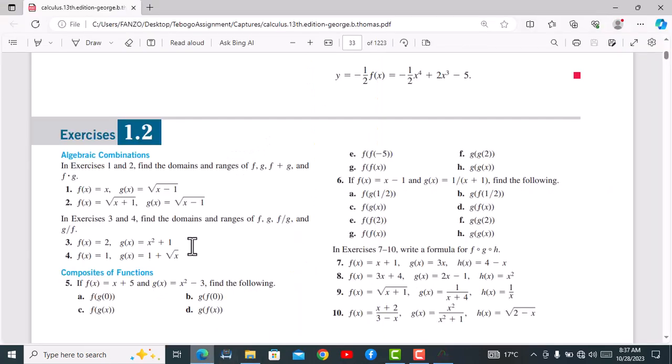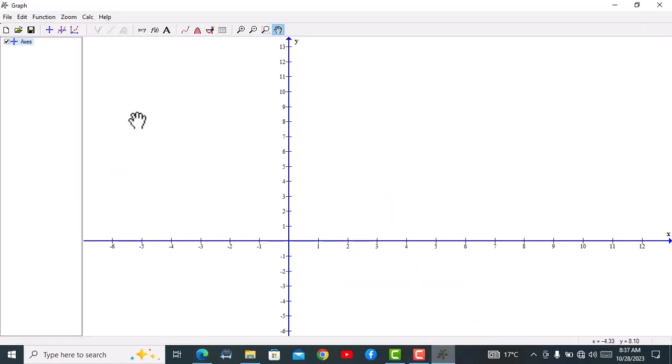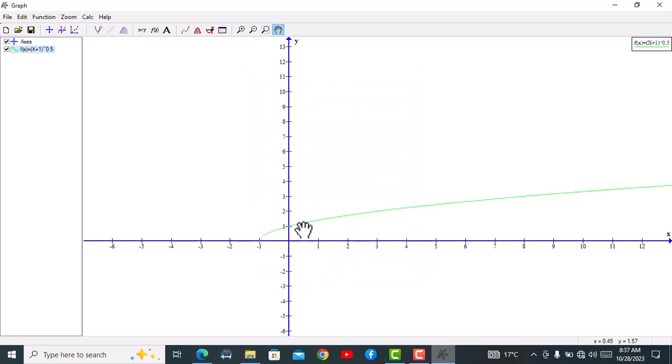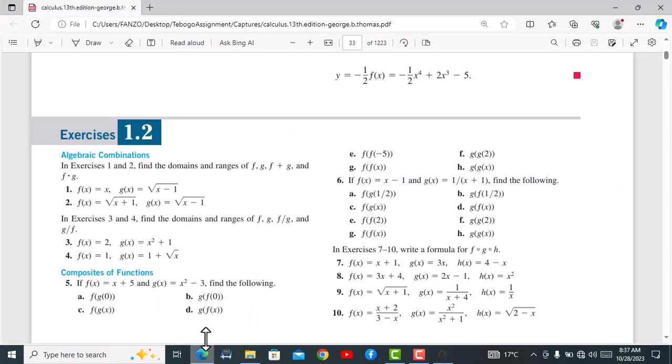Now, what I'm going to do there is to find the domain of this function. Okay, that is fine. The square root of x plus 1. So I'm just going to come here and say x plus 1 to the power 0.5, and I have my function there. Very important. And how do I find that?